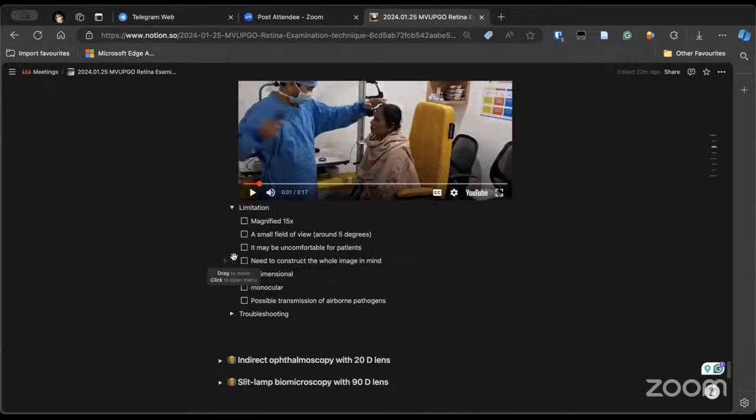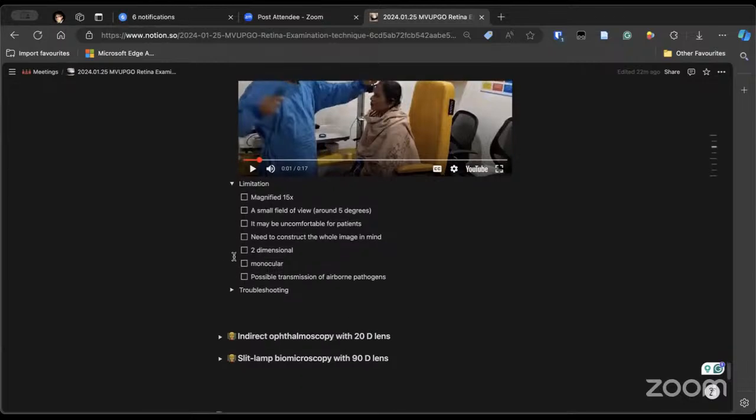Magnification is very high, so things appear larger, but you are looking at a very small field. And because you are going so near to the patient, it might be uncomfortable for the patient, and you need to reconstruct the whole image in your mind, because you are not seeing the whole picture in a single image. The images are two-dimensional and monocular, and obviously, if the patient has tuberculosis or some disease which is airborne, there is a possibility of you getting infected.